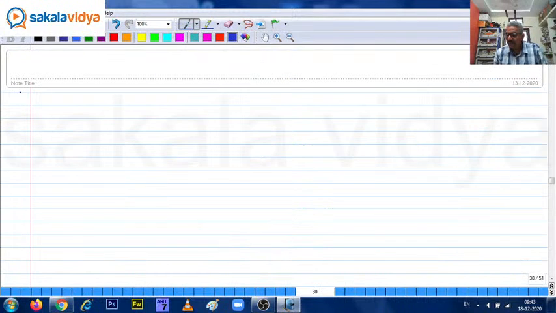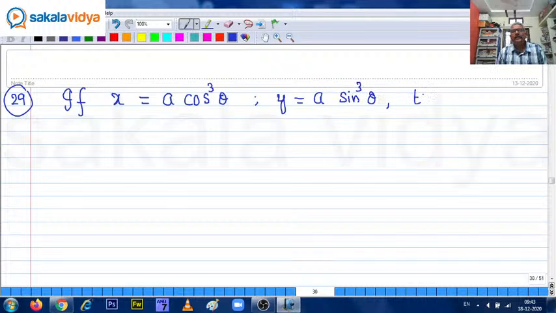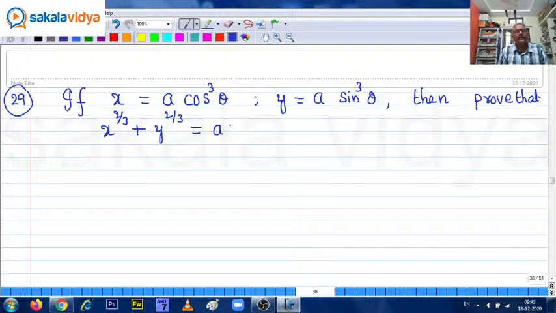So now the 29th problem. If x is equal to a cos cube theta, y equals to a sin cube theta, then prove that x to the power of 2 by 3 plus y to the power of 2 by 3 equals to a to the power of 2 by 3. Can you prove it?